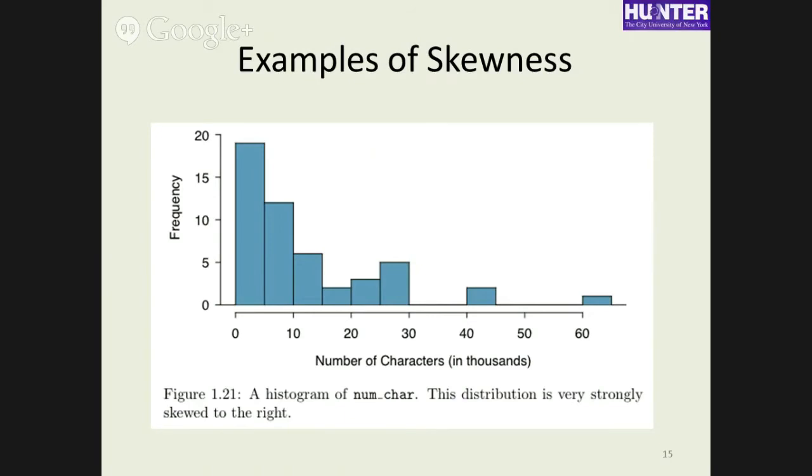So in our data set, here's the number of characters in an email. As it points out, the distribution is strongly skewed to the right. So you have lots of emails that have between 0 and 5,000 characters, but then there's one that has over 60,000 characters. Someone wrote a book in their email or something like that.